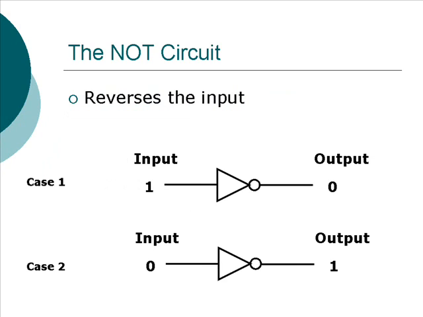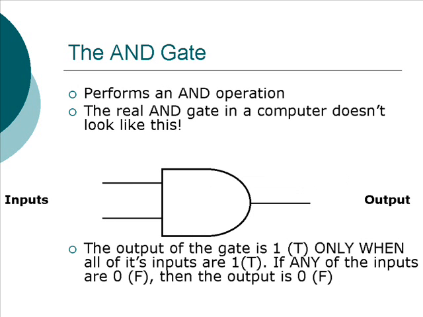Recall that the NOT circuit just reverses the input, so that if the input is 1, the output is 0, and if the input is 0, the output is 1. The next circuit that we're going to talk about is the AND gate. The AND gate performs a logical AND operation.